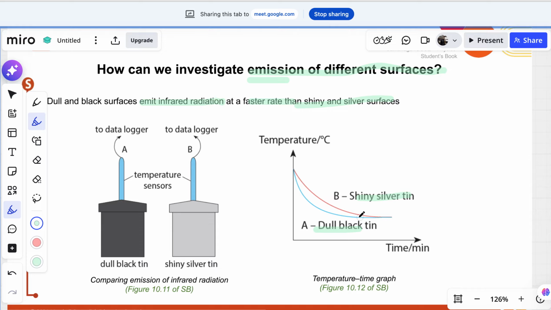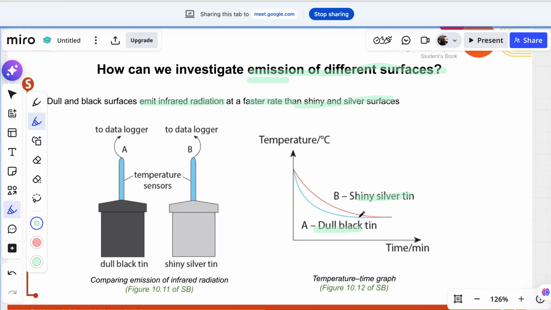Now let's go to the discussion. We've already explained it. When objects emit infrared radiation, the temperature of the object decreases. The one that emits will reduce in temperature because it has emitted thermal energy, so that object will cool down. Good emitters give out infrared radiation at a faster rate and cool down more quickly than bad emitters.